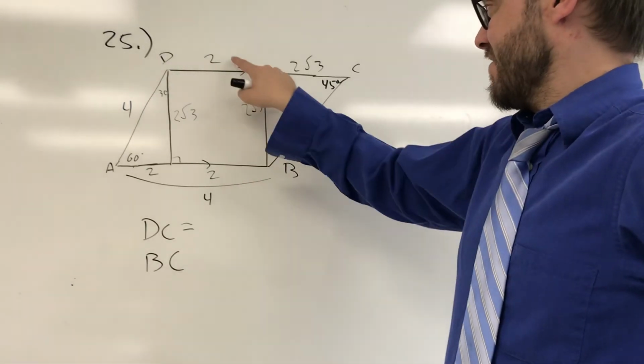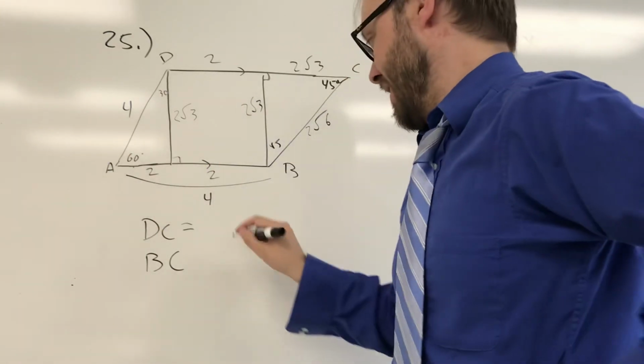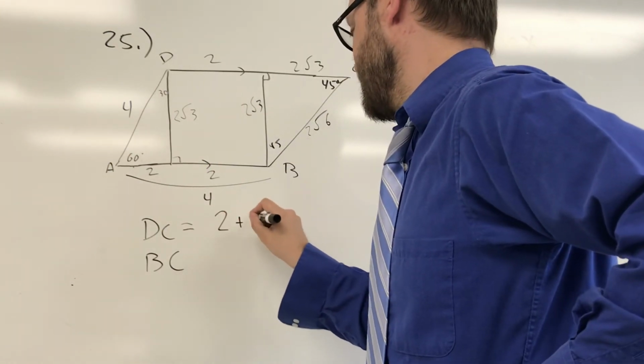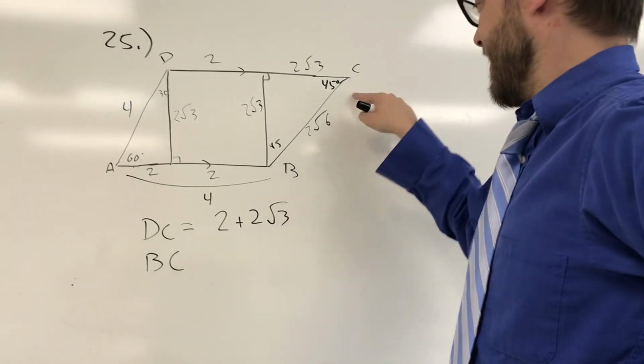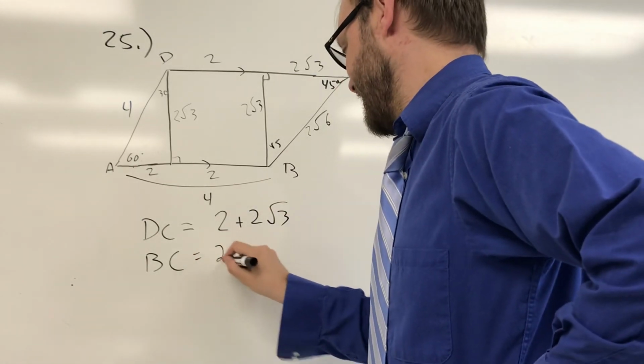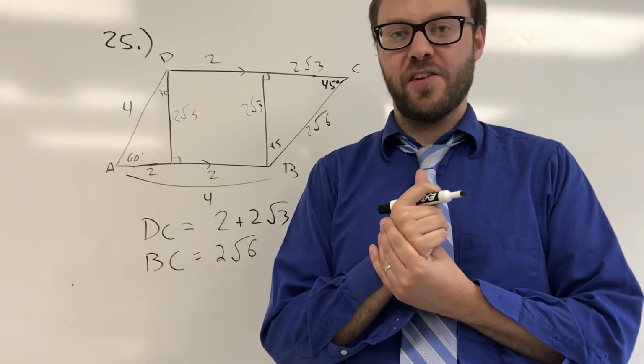So DC is the sum of these two parts. Remember, you can't add a whole number and a radical, so the simplified answer is just going to be 2 plus 2 radical 3. That is as far as you can go. And BC we already had in the diagram without having to do anything more. So that should answer the two things they ask you for on number 25.